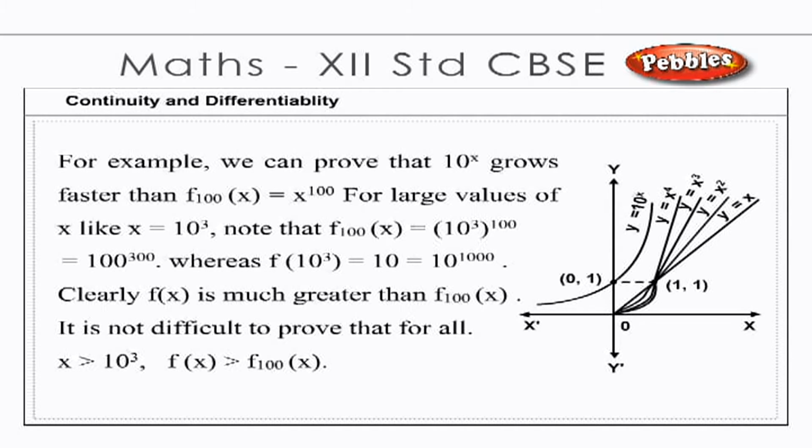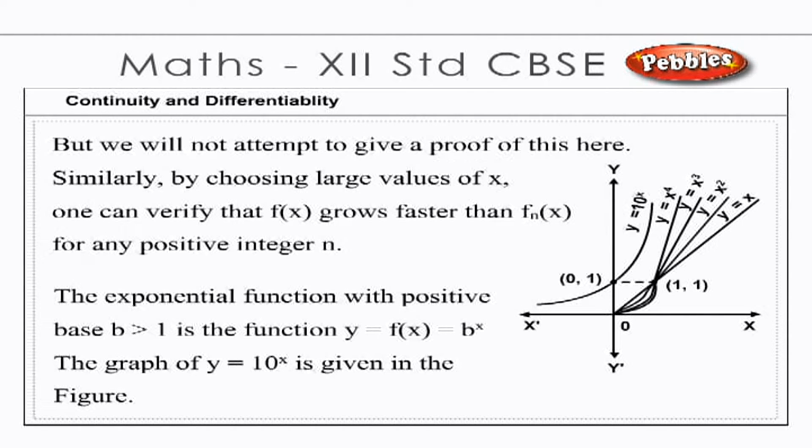It is not difficult to prove that for all x greater than 10 cube, f of x is greater than f100 of x. But we will not attempt to give a proof of this here. Similarly, by choosing large values of x, one can verify that f of x grows faster than fn of x for any positive integer n.